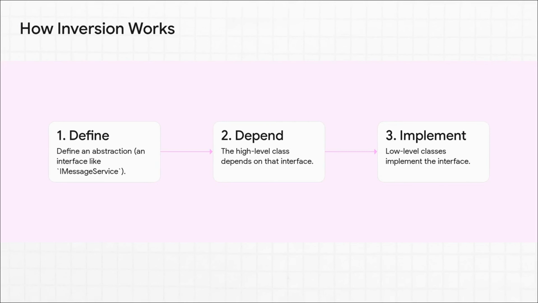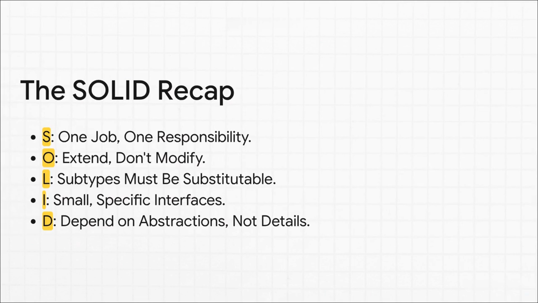So the pattern is actually pretty simple. First, you define that contract, the interface. Second, your important high-level class says, "I just need something that follows this contract." And third, your low-level detail class comes along and says, "Hey, I can fulfill that contract." This inverts the dependency, and that's what gives your system its flexibility. And that is SOLID in a nutshell.